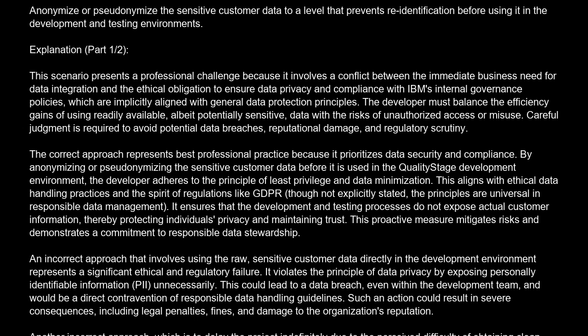An incorrect approach that involves using the raw, sensitive customer data directly in the development environment represents a significant ethical and regulatory failure. It violates the principle of data privacy by exposing personally identifiable information, PII, unnecessarily. This could lead to a data breach, even within the development team, and would be a direct contravention of responsible data handling guidelines. Such an action could result in severe consequences, including legal penalties, fines, and damage to the organization's reputation.